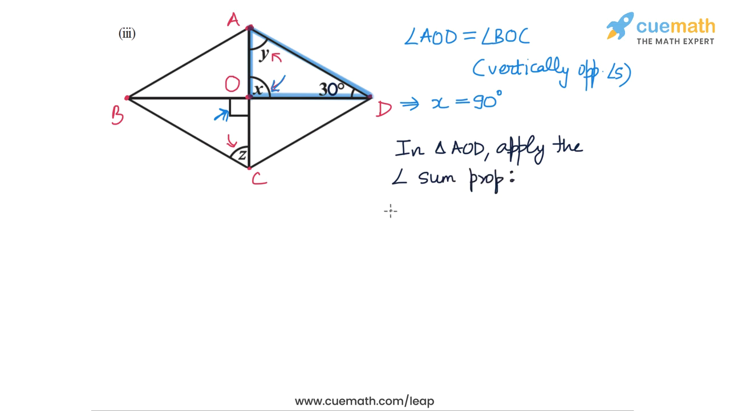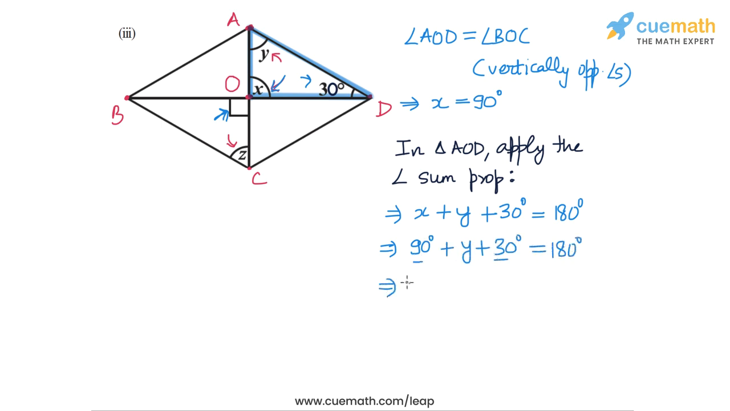Alright, this gives us X, which is angle AOD, plus Y, which is angle OAD, plus the third angle, which is 30 degrees, is equal to 180 degrees. And the value of X we have calculated as 90. So 90 plus Y plus 30 is equal to 180 degrees. 90 plus 30 is 120. So we get 120 degrees plus Y is equal to 180 degrees, or Y is equal to 180 minus 120, and that's equal to 60 degrees. So the value of Y is 60 degrees.